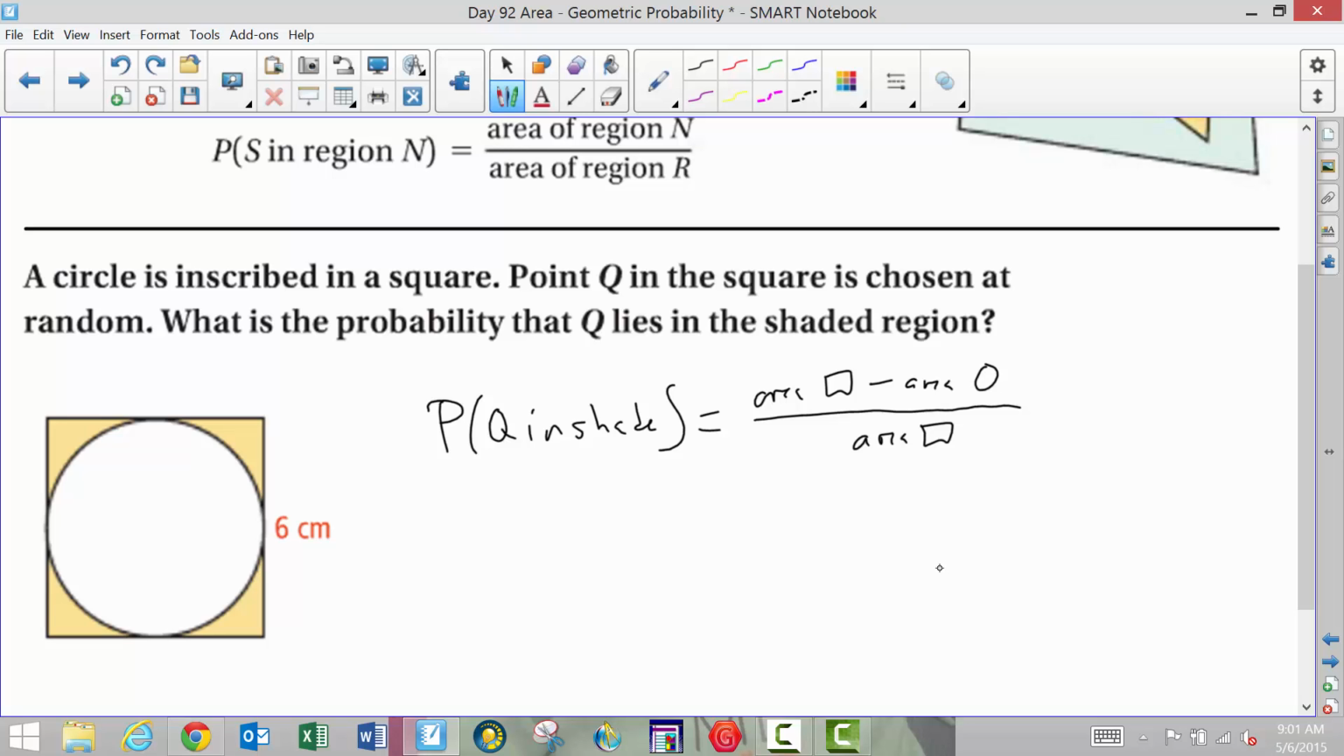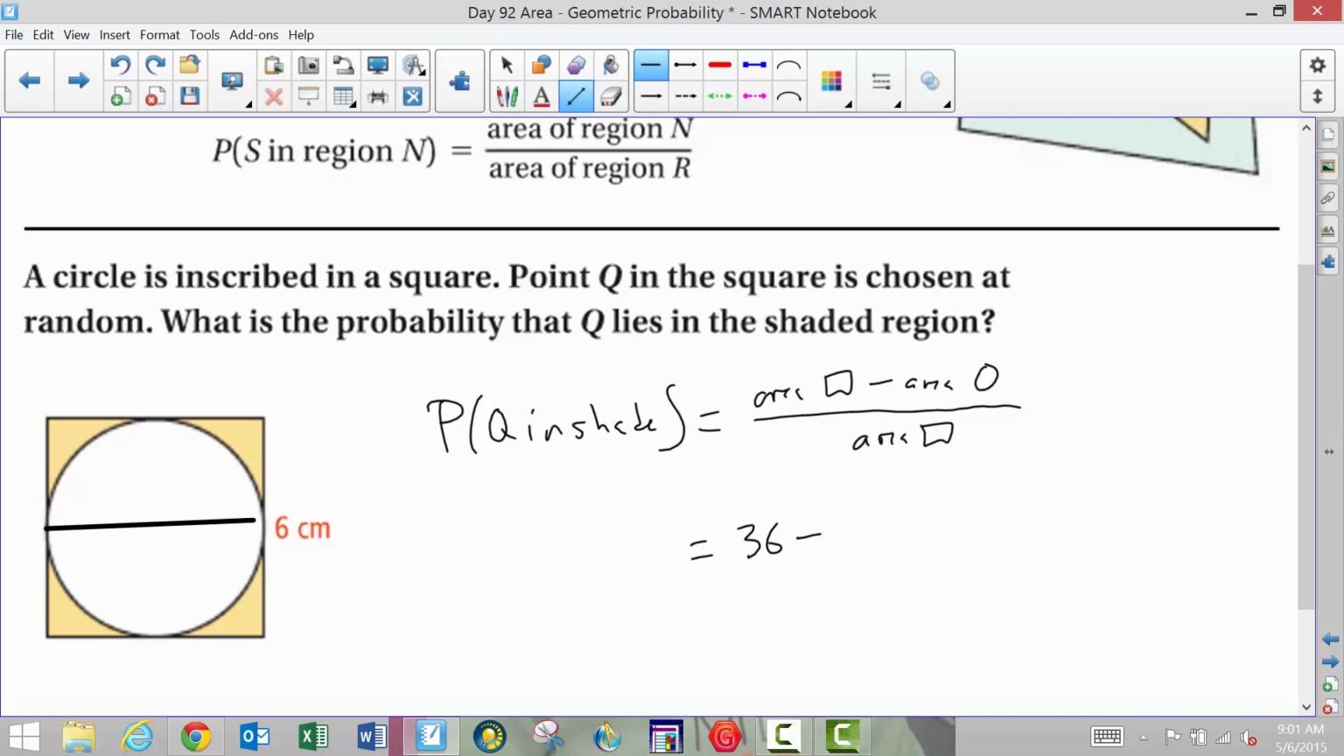Because the region that's shaded is part of the square. Well, how do you only get the shaded region? You find the area of everything, of the square, and take away the area of the circle. And we get the area of the shaded region. Okay. Well, the area of the square is 36 minus the area of the circle. Now remember, area of a circle is pi r squared.